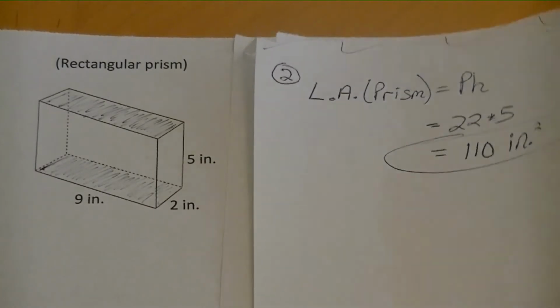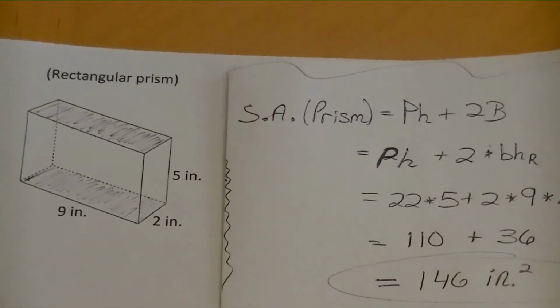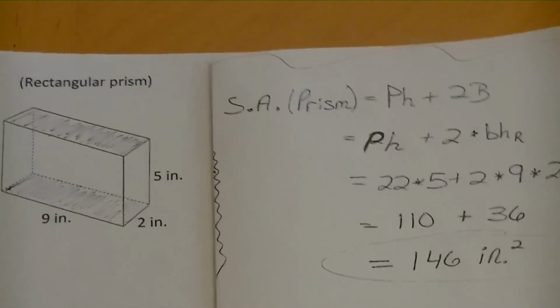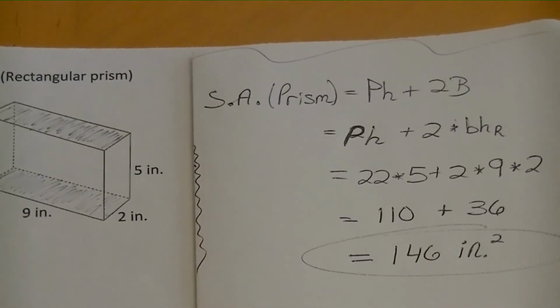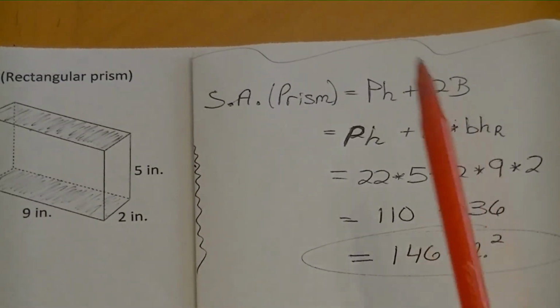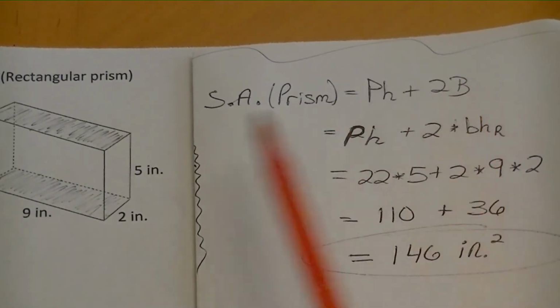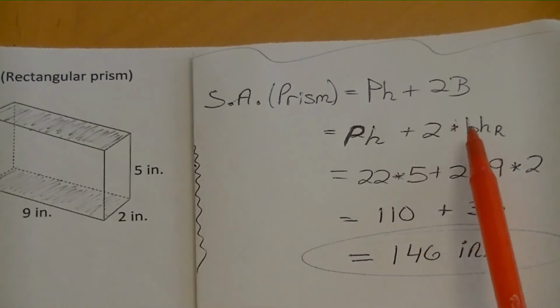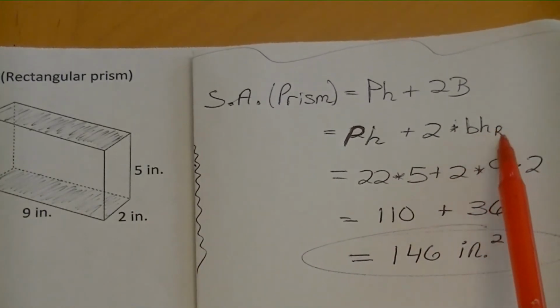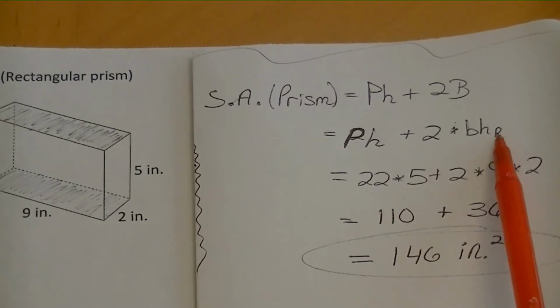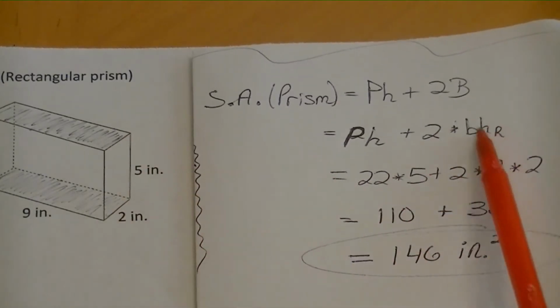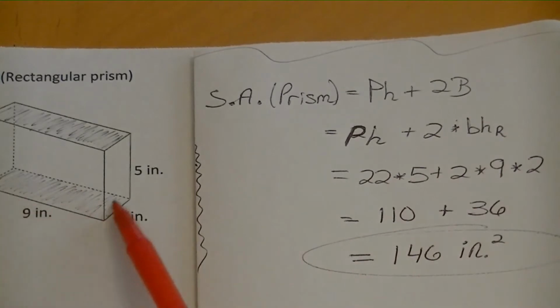How about surface area? A little more work because we have to get the extra 2 bases. Perimeter of base times height plus 2 times area of base. In this case, the base is a rectangle, so I did base times height, meaning the base of the rectangle times the height of the rectangle, not the height of the prism. If I'm getting the area of the base, which is that rectangle, I need to do 9 times 2.